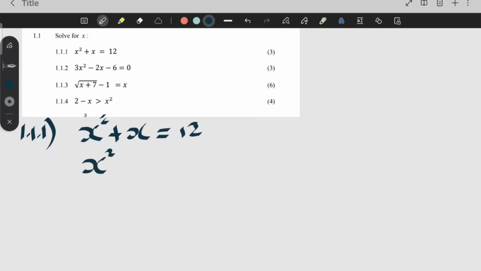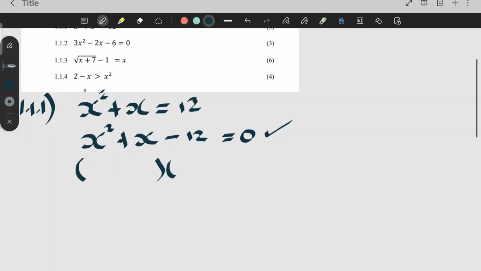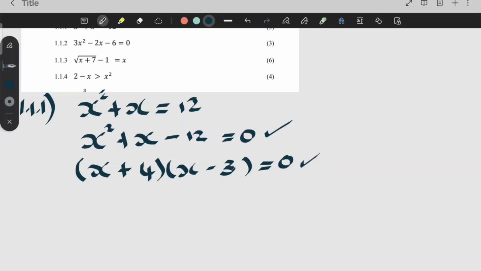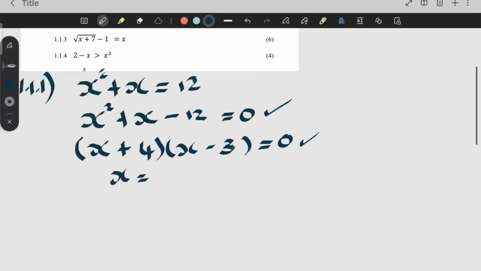Standard form simply means that your equation is equal to 0. So I'm going to bring the 12 over, so it becomes minus 12. That's a mark. Then you are going to factorize. Now, if you're struggling to factorize, remember you can use the quadratic formula. So I'm going to factorize x and 4 and 3, and I get a plus here and a minus there. So that's a mark. And then for the final answer, x is equal to the opposite sign. So x is negative 4, or x is equal to the opposite sign. That's a negative, so this is a positive.